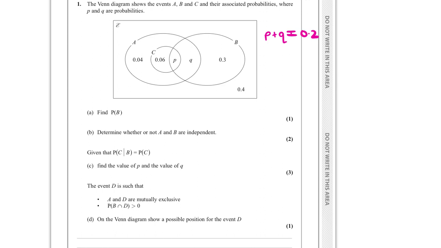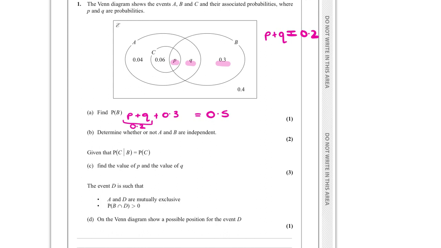Now it says find the probability of B. Well, the probability of B is P, Q and 0.3. So we've got P plus Q plus 0.3. Now if you just write that, you're not going to get the mark. Because in actual fact, what do we know that P plus Q equals? 0.2. So instead of writing P plus Q, we put 0.2 plus 0.3, and we're actually going to get 0.5.